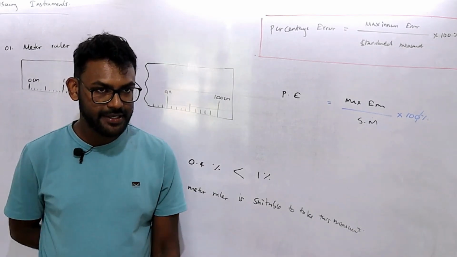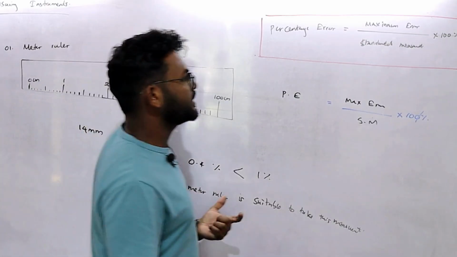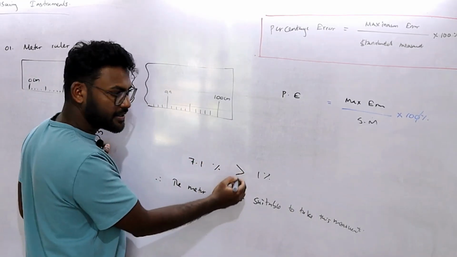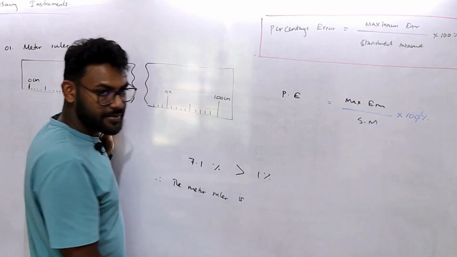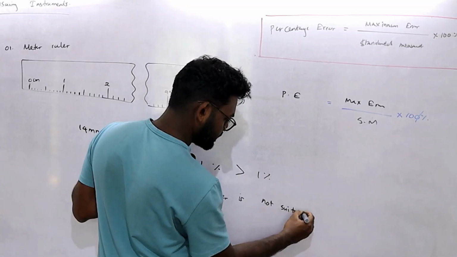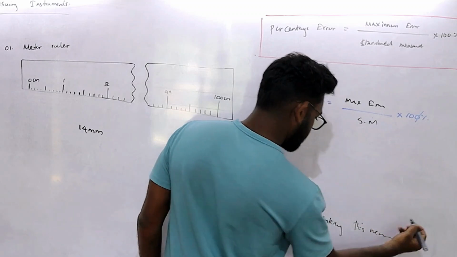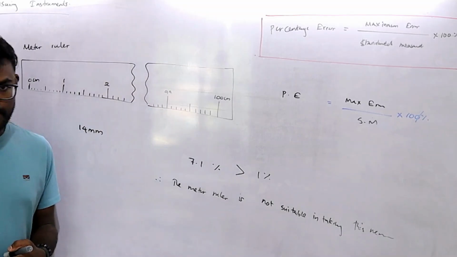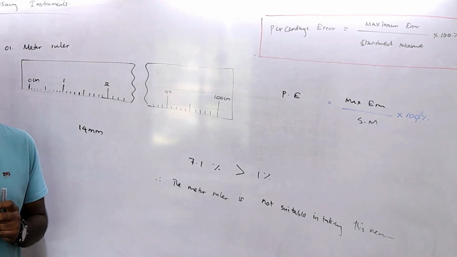Yeah, 7.1%. Now tell me, is this one suitable? No. So it's the same meter ruler, but now the percentage error is around 7.1%, which is greater than 1%. You can write here, like this, and the meter ruler is not suitable in taking this measurement, right? The meter ruler is not suitable in taking this measurement. All right.